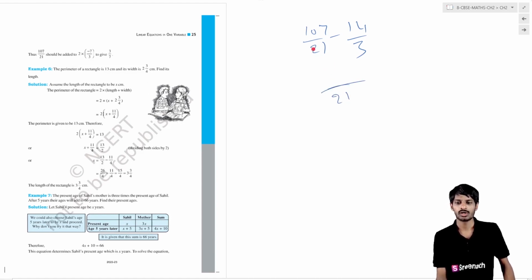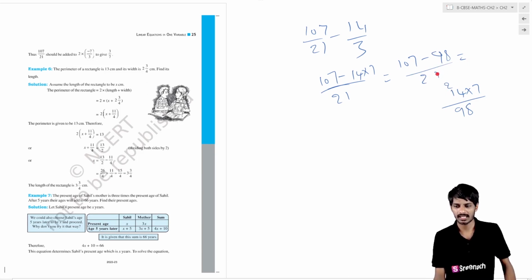That is simply 21. So 21 in 21 one time. So that is 107 minus 3 in 21 is 7 times. That is 14 into 7. So what is the value? 107 minus 14 7s are how much? 7 4s are 28. 7 1s are 7 plus 2 is 9, 98. So 98 by 21. So finally, what is the answer? 107 minus 98, how much is it? It is 9. Basically it is 9 by 21. So finally the answer is 9 by 21.